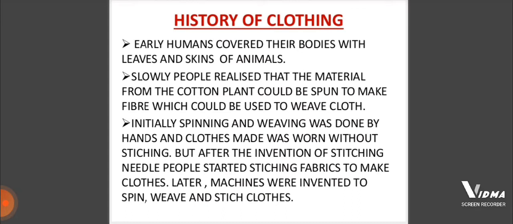In early times, people realized that the material that we get from the cotton plant, that is the fiber, can be manipulated or spun to produce a cloth. Initially, the spinning and weaving was done by hand, but after the invention of the stitching needle, people started stitching fabrics to make clothes. Later, machines were invented and machines were used to spin, weave, and stitch clothes.